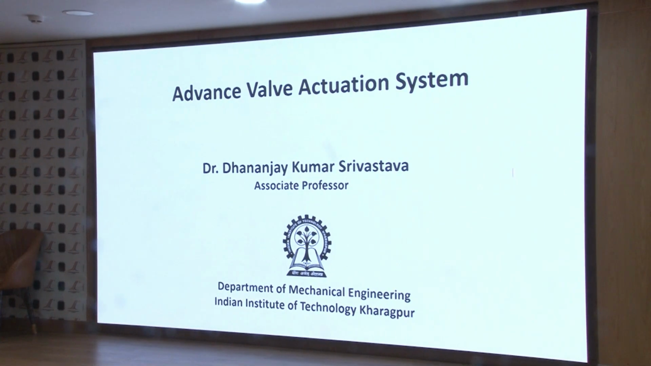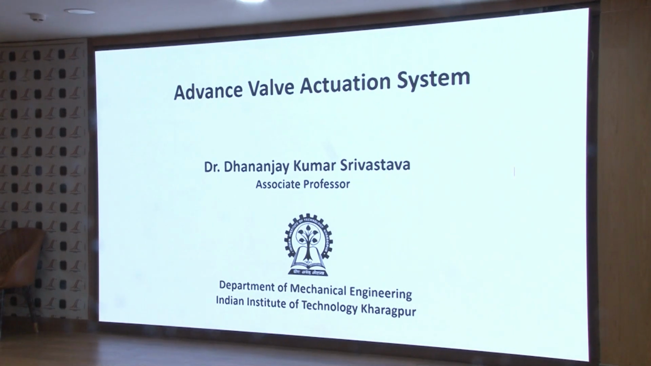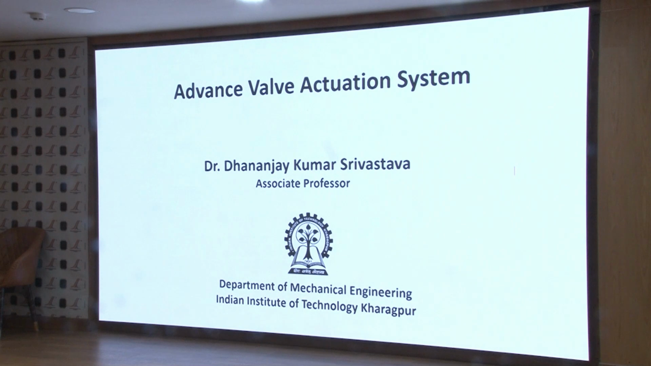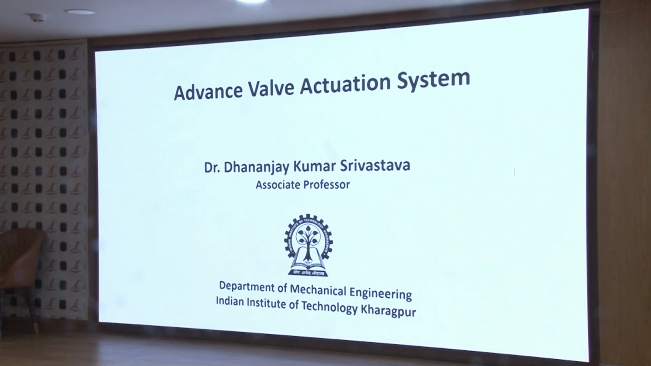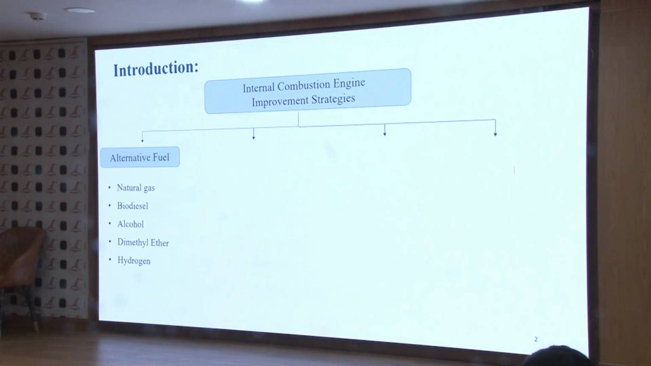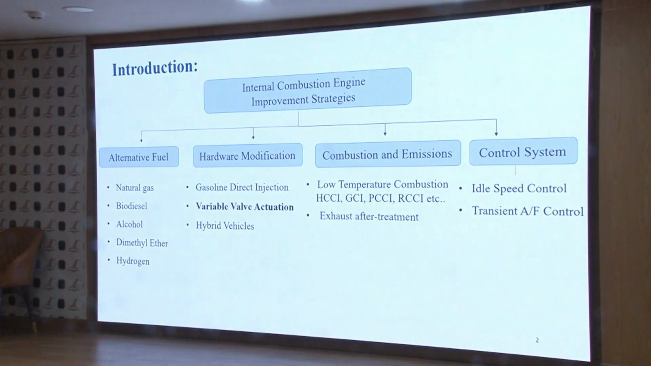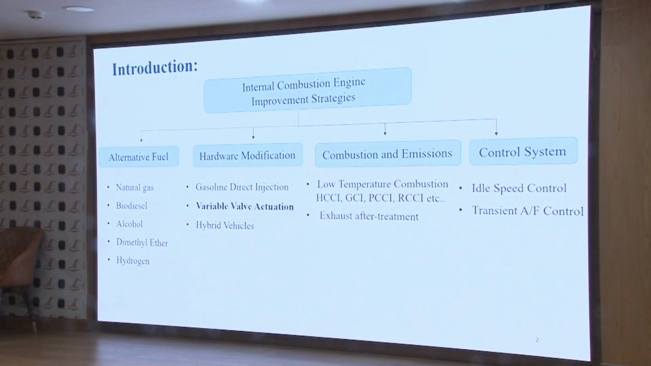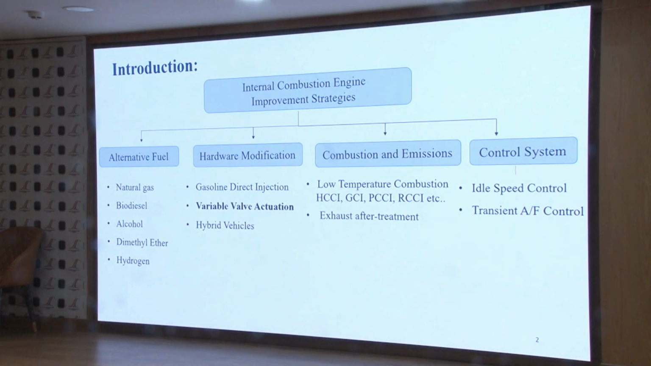I agree with the first presenter that when we are talking about the engine, then along with the fuel, we need to talk about the engine hardware and engine technology also. That still has the potential to improve the efficiency of the engine. From that point of view, that is what I'm going to take forward. If you look at the internal combustion engine, there are several ways that we can improve the efficiency of the engine. There are various alternative fuels that have already been discussed. There are hardware modifications, and there are several concepts of combustion as well as control systems.